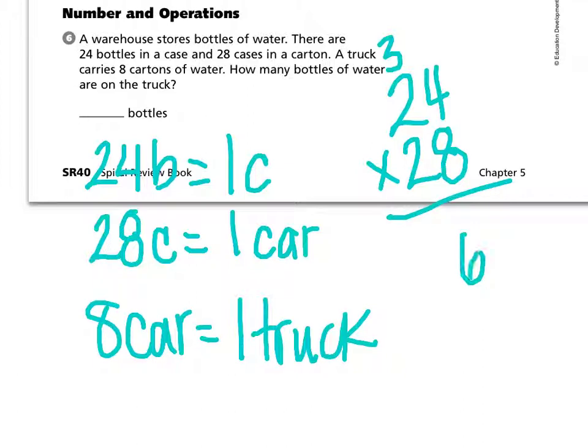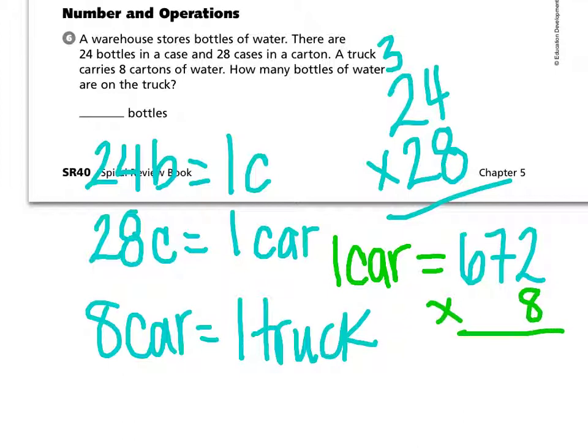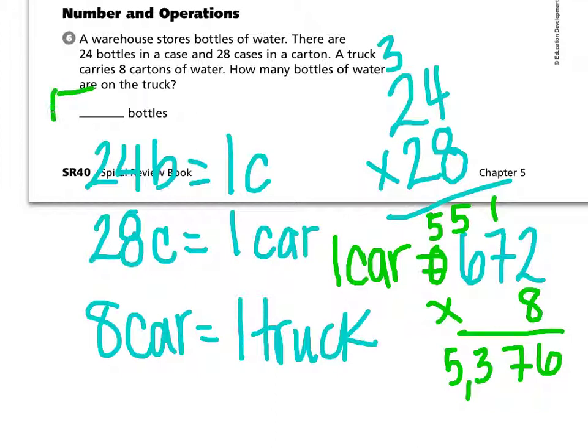Now I'm going to use 672, and I'm going to need to multiply it. I know that it equals 1 carton and I need 8 cartons, so I'm going to multiply 672 times 8 in order to get that. 8 times 2 is going to be 16, and then I'm going to take 8 times 7 and add 1. So 56 plus 1 is 57. Carry the 5. 8 times 6 is going to be 48 plus 5 is 53. You can carry the 5. 8 times nothing over here is nothing, plus 5 is 5. So I know altogether that the truck is going to carry 5,376 bottles.